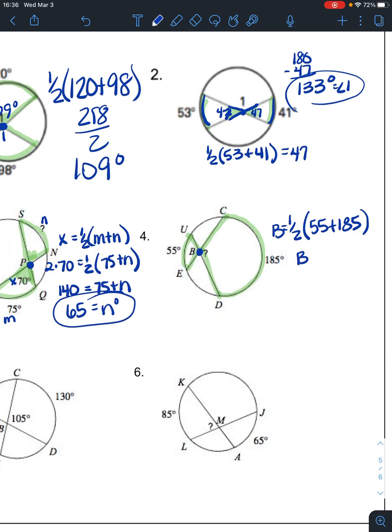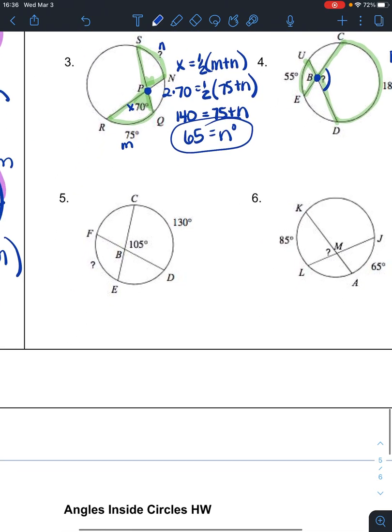Divide that by 2, and you get that angle B, or UBE. Angle B, in fact, let's be proper. Let's call it angle UBE is equal to 120 degrees. That's this angle, which was the question mark. We could call it X if we wanted to, too.